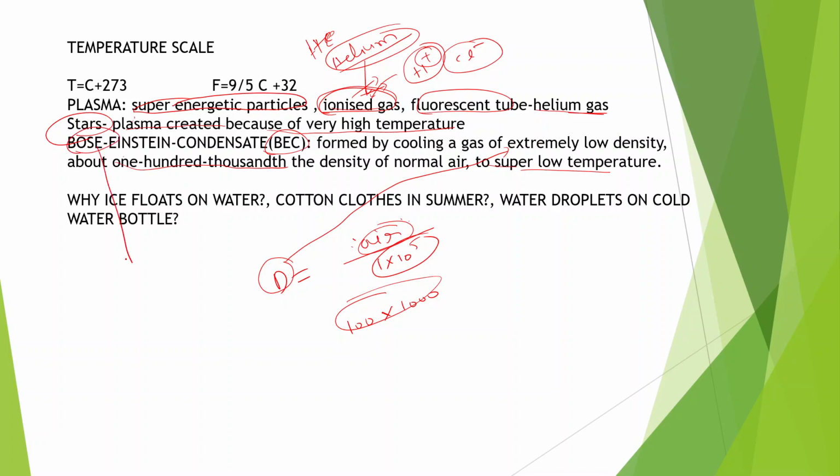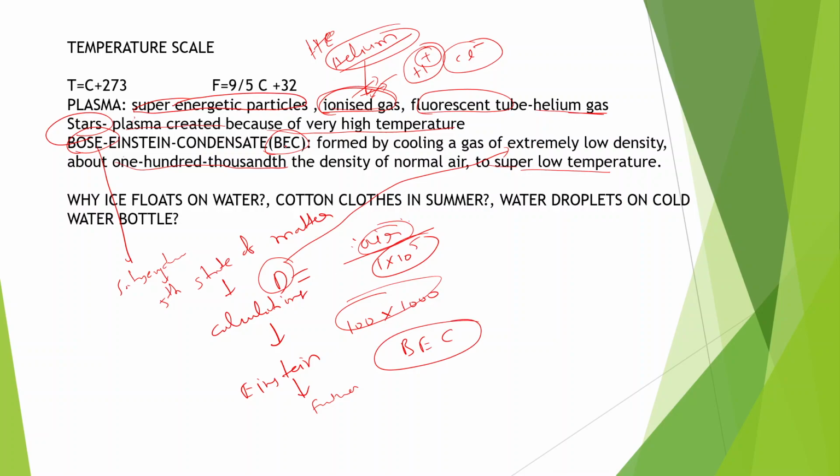And Bose is nothing but Satyendranath Bose. He is our Indian scientist, and he is the first one who gave some calculations on a fifth state of matter. These calculations were used by the famous scientist Einstein, and Einstein further derived some more calculations and told that there will be a fifth state of matter, which is Bose-Einstein condensate. So that's why this is named BEC.